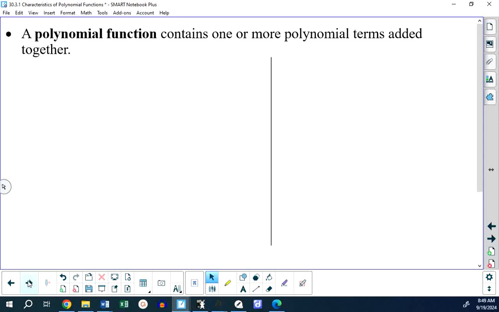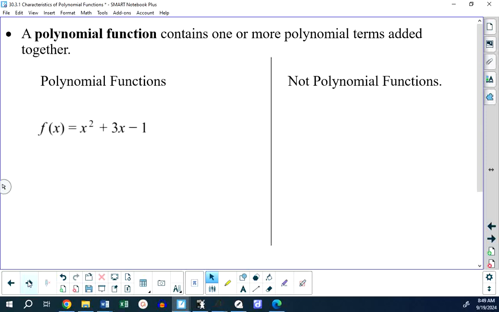So what a polynomial is, and I can say polynomial and then just write it out, or I can say polynomial function and write it out and say it's equal to f of x. The distinction is not important. What a polynomial or a polynomial function is, it's something that contains one or more polynomial terms that are added together. So for example, this is a polynomial function.